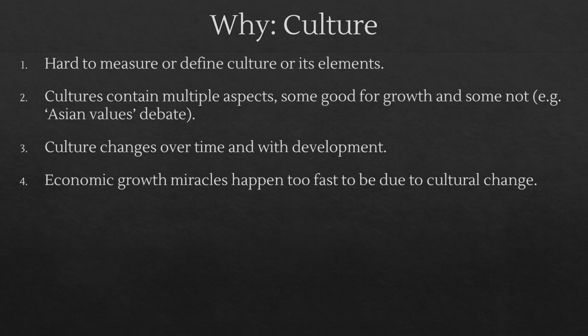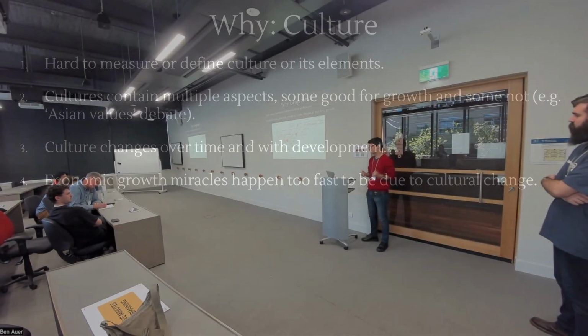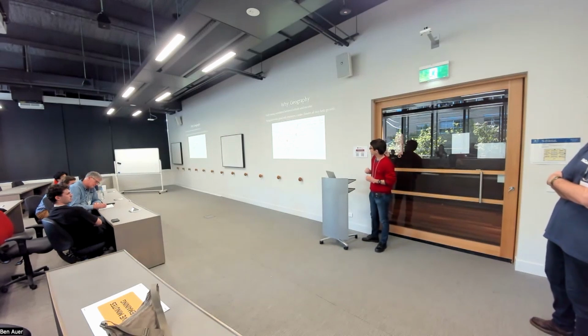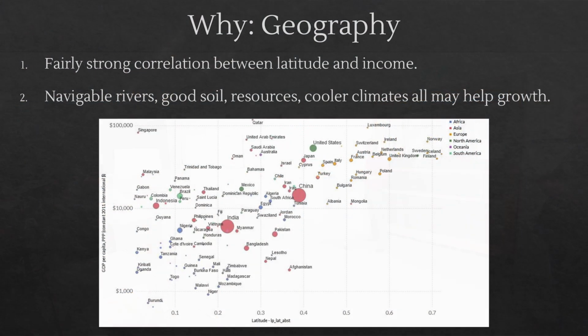I'll have to speed up because I'm running a bit low on time, but geography is another thing that's been proposed. For example, we do see, and this is still a bit strange, to the extent that this is true, a fairly strong correlation between latitude, which is distance from the equator, and income per capita. You can see a graph of that here. So people have pointed to this and said, well, there's something going on with geography here. People propose the idea that navigable rivers, good soil, access to certain resources, or cooler climates may be beneficial for growth. Next slide.